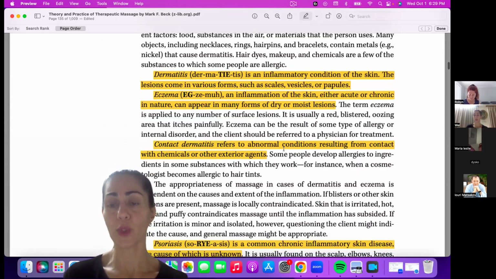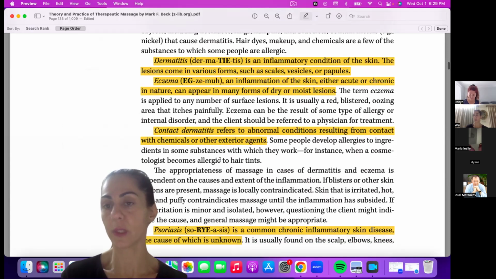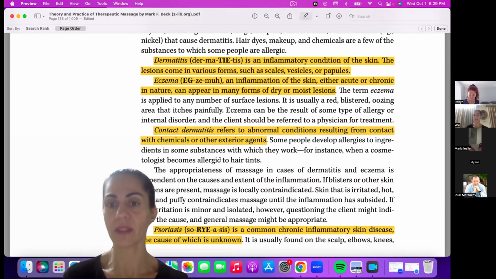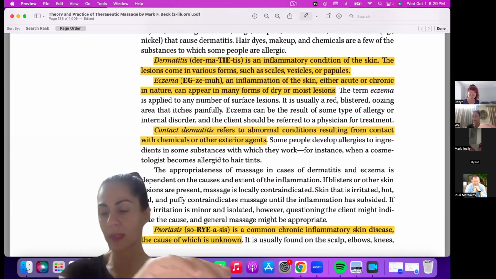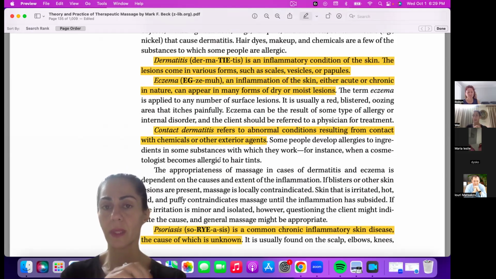Contact dermatitis refers to an abnormal condition that results from contact with chemicals and other external surfaces. It's not serious, but right away you're going to feel redness, it's going to be itchy, and it's going to look a little bit like eczema.